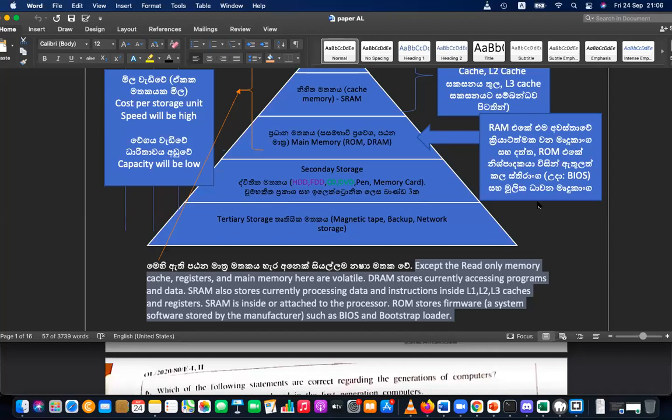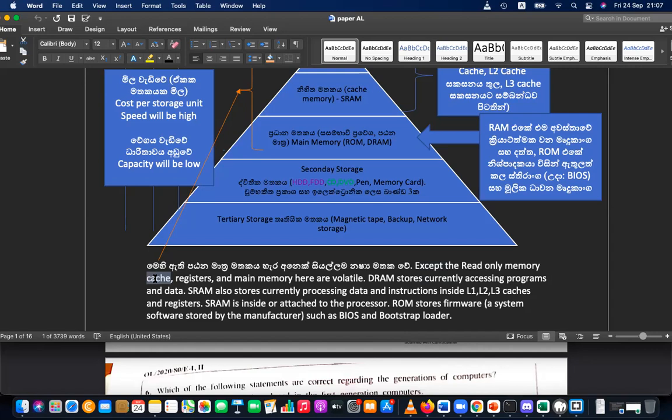What I have explained here, except the read only memory, cache, registers and main memory, are volatile memories. Volatile means it depends on the voltage. Read only memory is not a volatile memory because it's already written and stays in the memory. But cache memory is volatile. Think about it like this: I said that I ate some biscuits and now it's not with me. That's the nature of volatile memory.